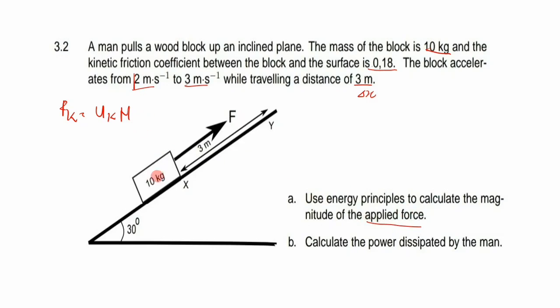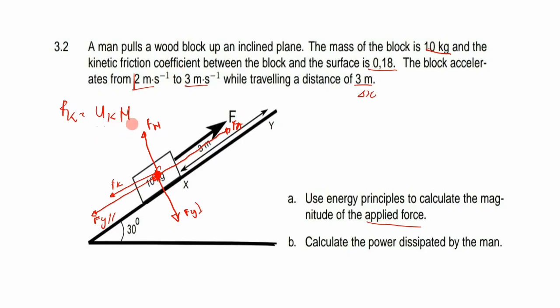Then A says use energy principles to calculate the magnitude of the applied force. So before we can do anything, let's start with our free body diagram. We know here we'll have our Fg perpendicular, then straight up in line it will be our normal force. Then obviously here we have our force applied, and then this will be our Fg parallel sliding down the surface. And then in that same direction will be our kinetic frictional force. So this is how we'll have our free body diagram.